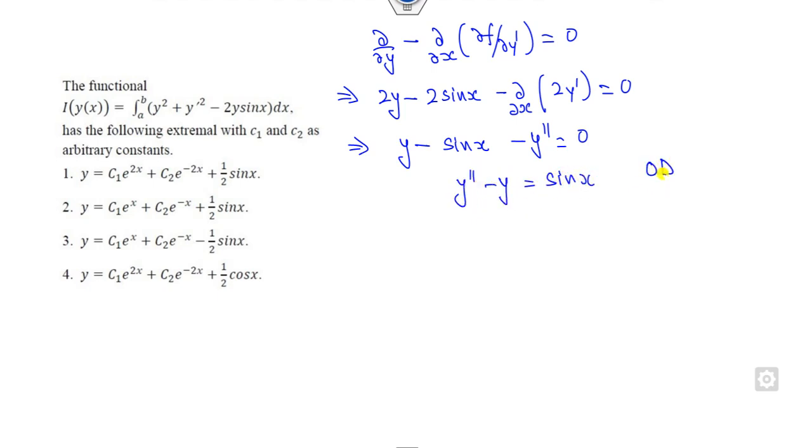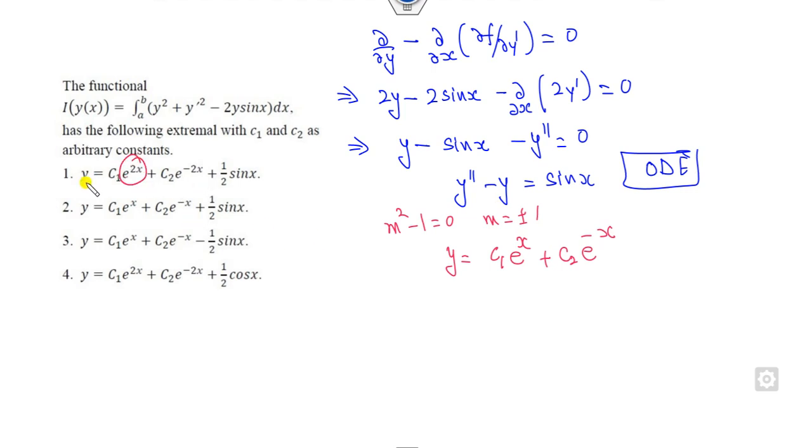Now this is a simple ordinary differential equation. How can you solve that? This is m² − 1 = 0, m is plus minus 1. So c1 e^x + c2 e^(−x). So this 2x cancels out. This is the complementary solution.